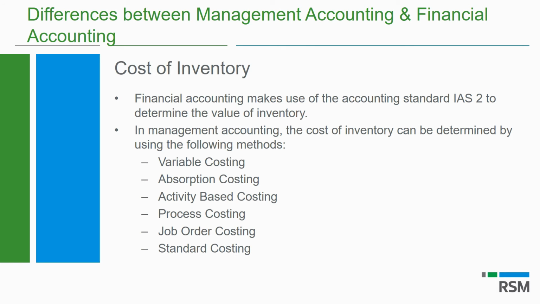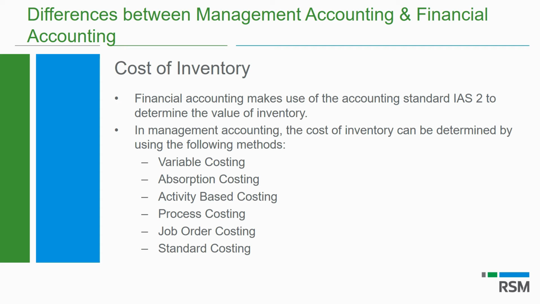Just to highlight one difference between management accounting and financial accounting would be if we could look at the cost of inventory. If we value inventory, financial accounting makes use of an accounting standard. In the case of, if we use International Financial Reporting Standards, it's a standard called IAS 2. We will use IAS 2 to determine the value of inventory. Different frameworks have different standards, but IAS 2 is by far the most common one. That is International Financial Reporting Standards. That is for financial accounting. That's for external reporting purposes.